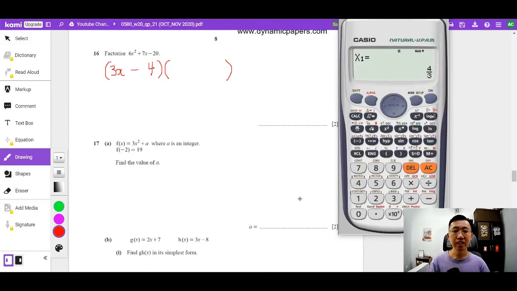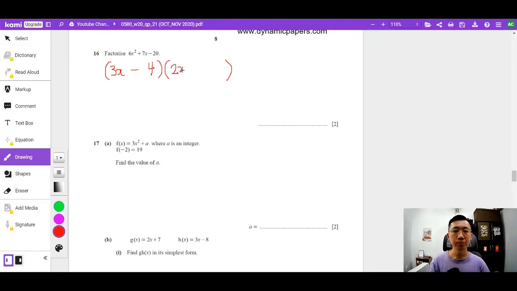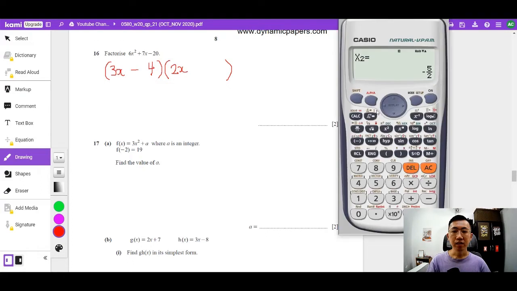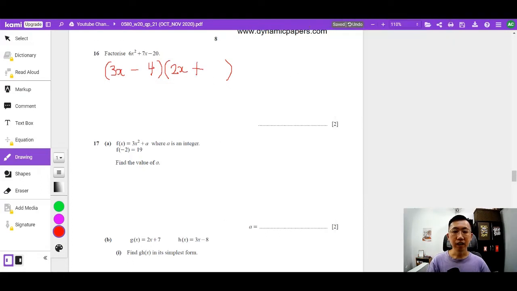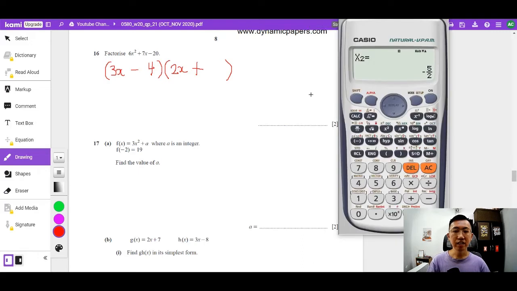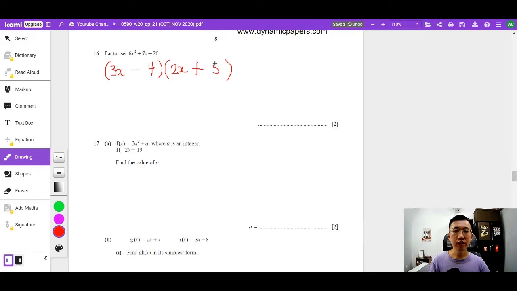Let's see the other answer, x2. So x2 is negative 5 over 2. So how to see this? The bottom one is 2, right? You write it in front here, 2x. Next step, if it is negative, you purposely write positive. And the top number here refers to this position right here, 5.